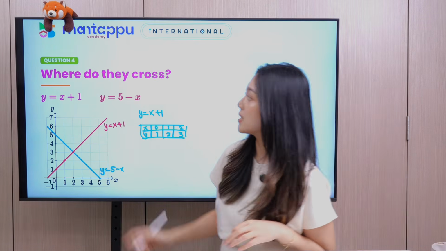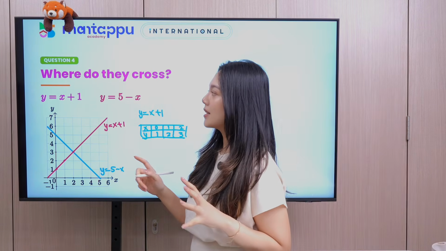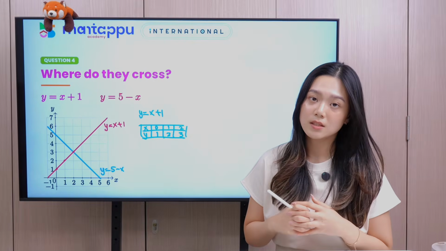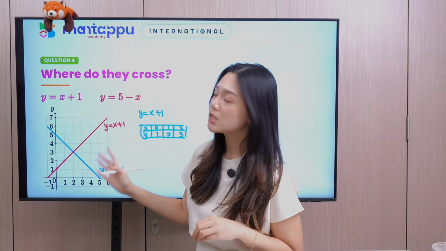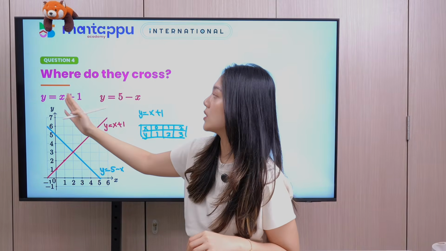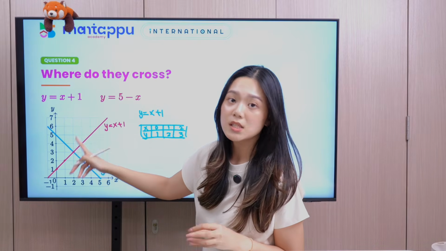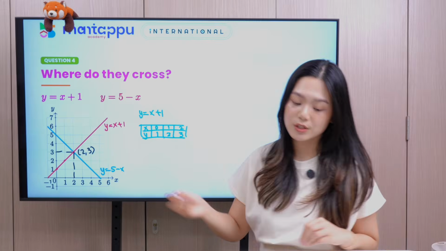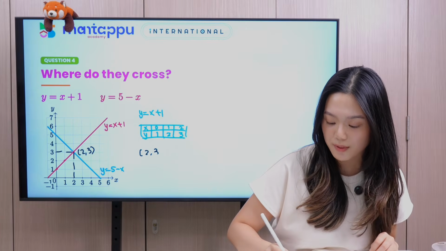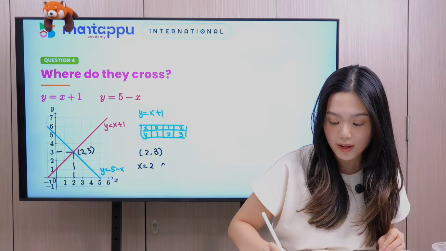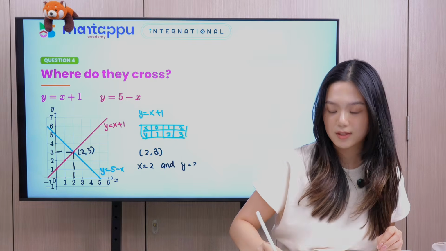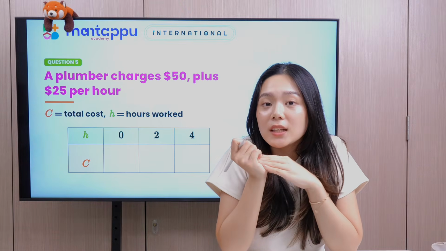Now the question is asking, where do they cross? So this is actually a simultaneous equations question. We are trying to solve the intersection between y is equal to x plus 1 and y is equal to 5 minus x, which is this point that crosses both lines. So the solution for this question will just be (2, 3), or x is equal to 2 and y is equal to 3.